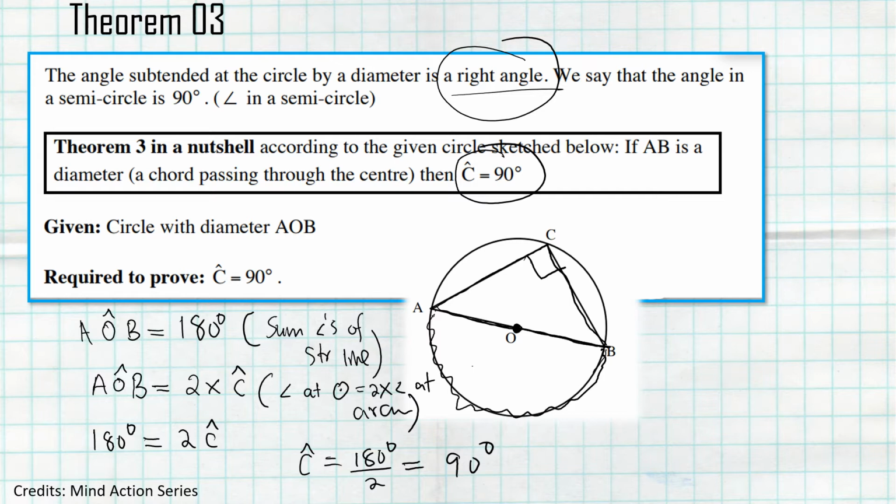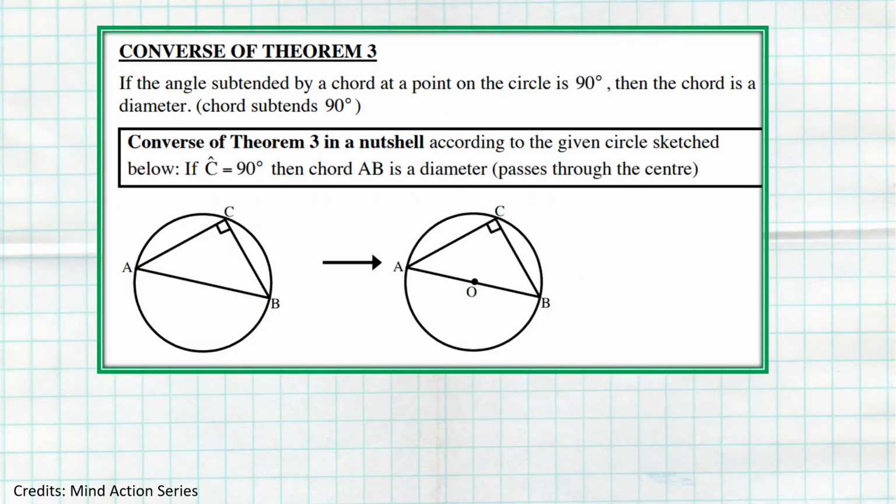Okay, let's quickly take a look at the converse of this theorem. The converse of theorem 3 states that if an angle subtended by a chord at a point on the circle is 90 degrees, then that chord is a diameter. That is, that chord will pass through the center of the circle, right? So it's actually the reverse of the actual theorem 3, that states that if you have a diameter, then it will subtend a right angle on the circumference, right?